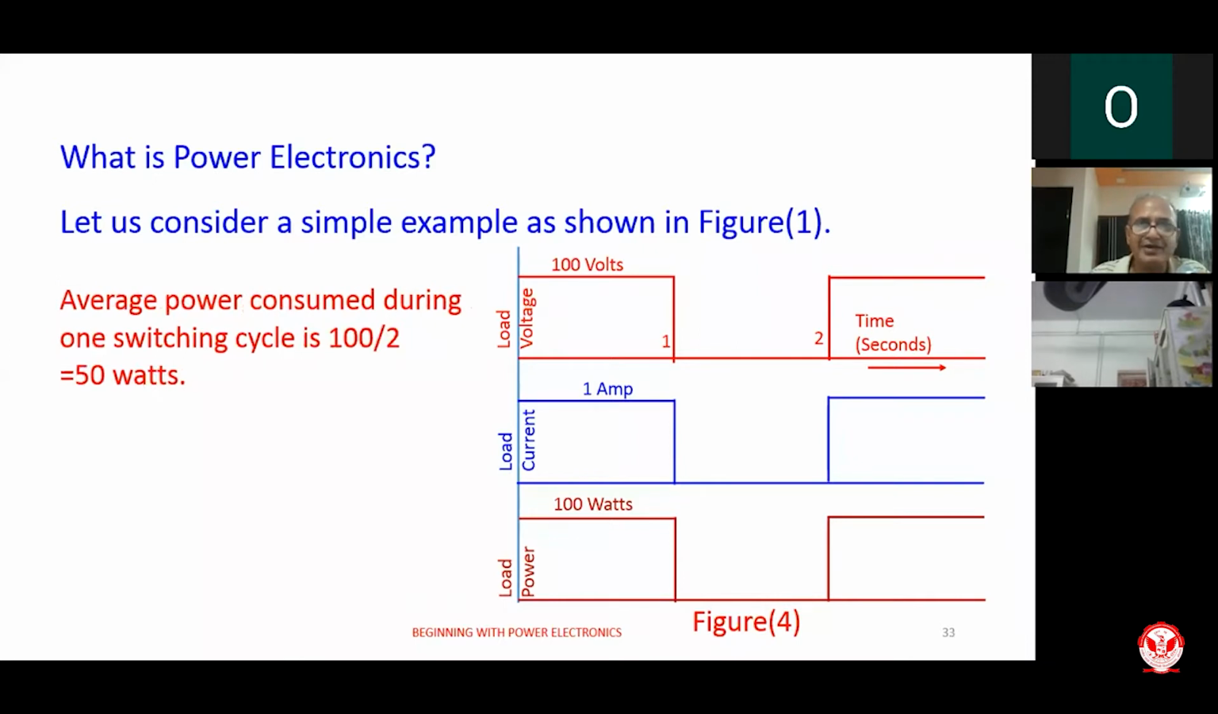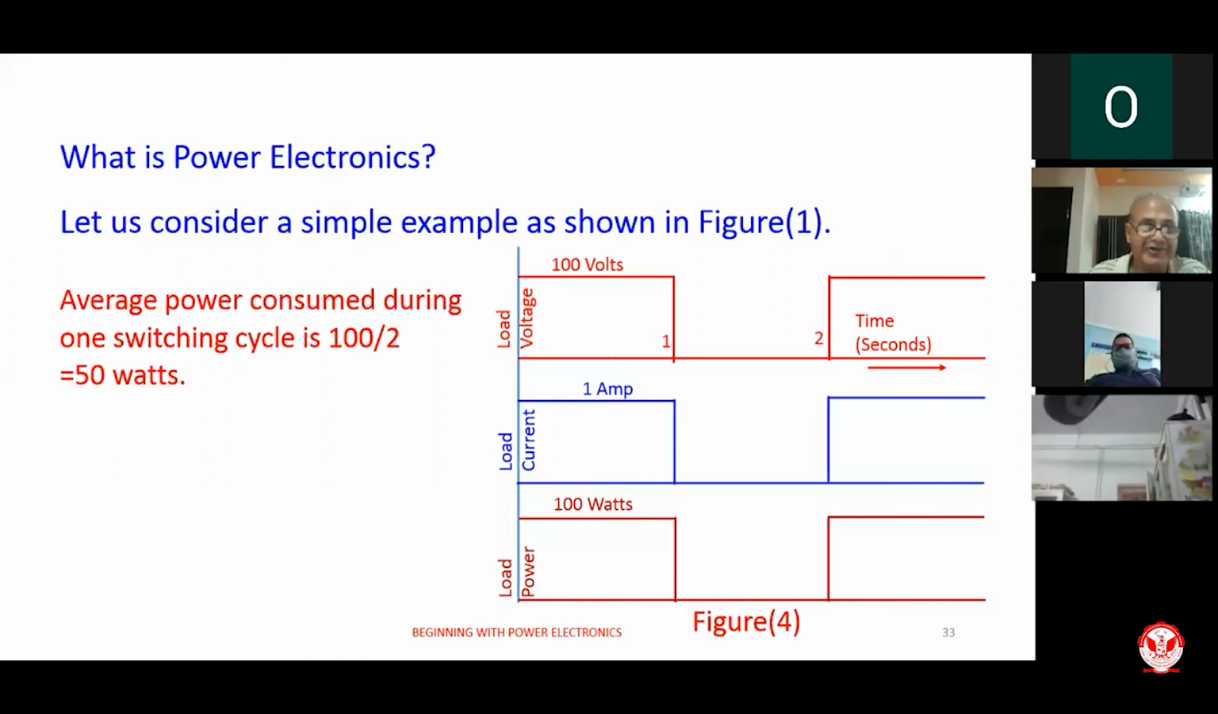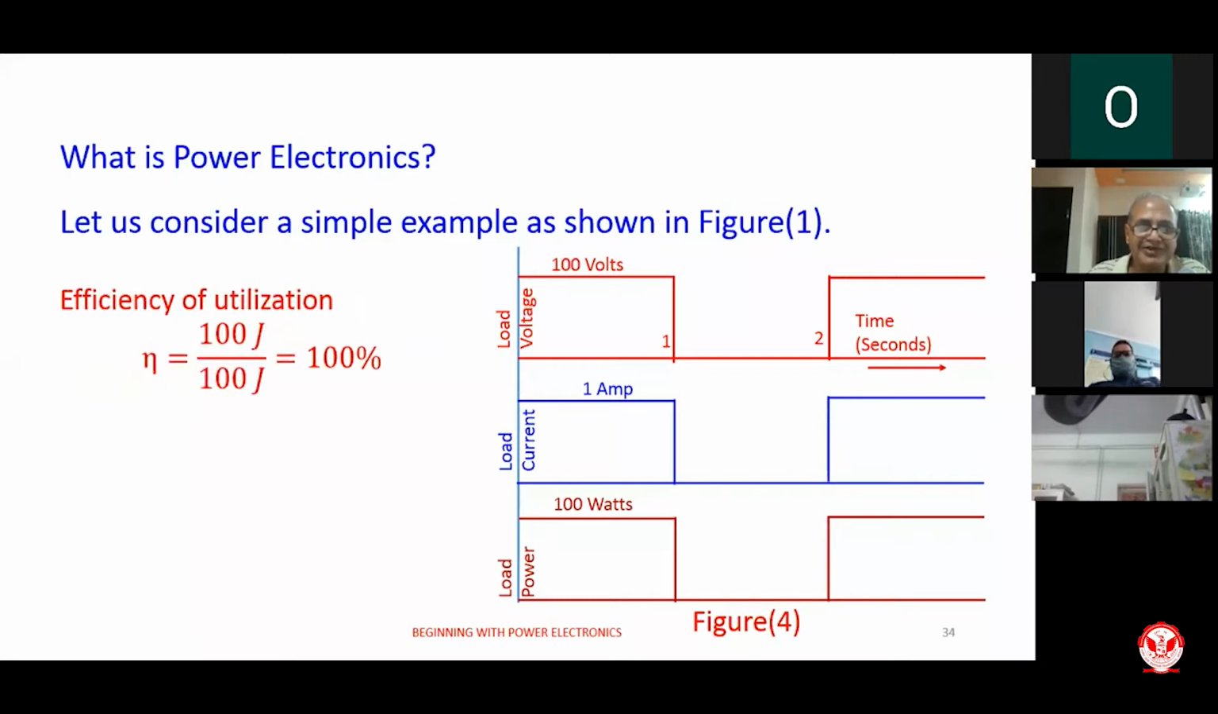Let's find the average power consumed by the load, that is 100 joules over a period of 2 seconds, that is 50 watts. So I have achieved the target that the power consumed by the load, now it is average, not continuous, is 50 watts. And the energy utilization: during this period I supplied 100 joules and during the same period I received 100 joules. So energy utilization is 100%.